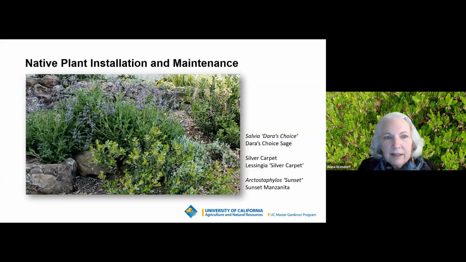Okay, this is a beautiful garden in Walnut Creek. It has Salvia Dara's Choice. That's the green in the back. Silver Carpet, which is a great infill plant, great pollinator plant, grows so fast you can sit and watch it grow. And the Sunset Manzanita, which is just starting to fill in. It's going to get real dense. That's in the foreground.